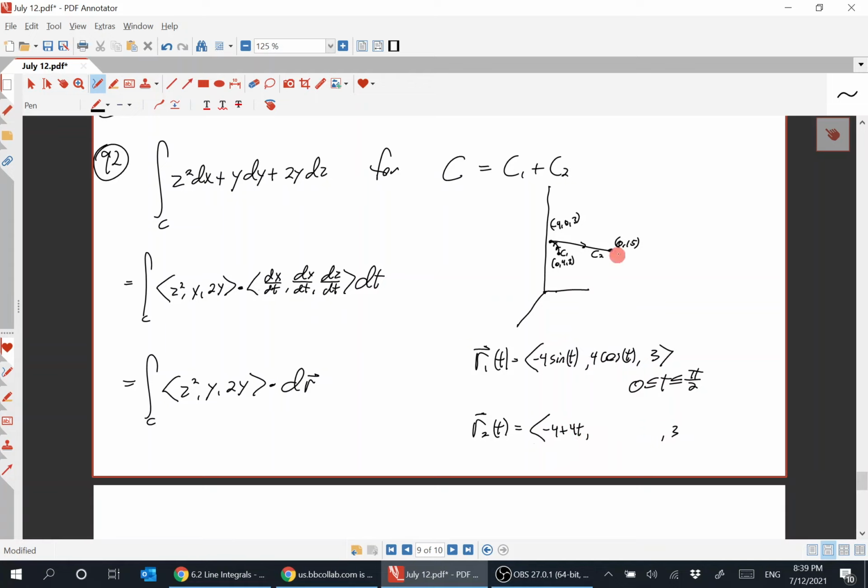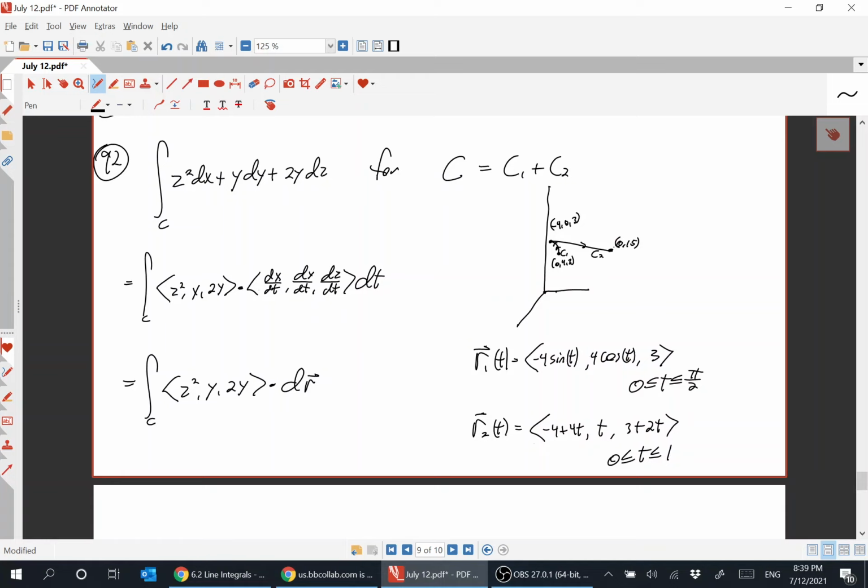And then plus t. And then the z-coordinate is 3 plus 2t, with 0 less than or equal to t less than or equal to 1. Right, so these are the two parameterizations of those two curves.